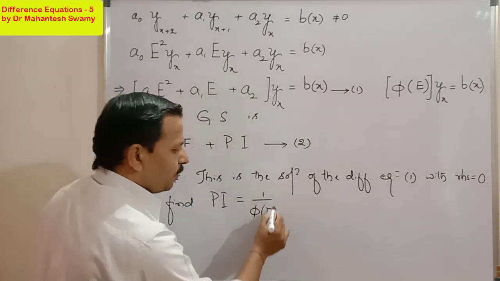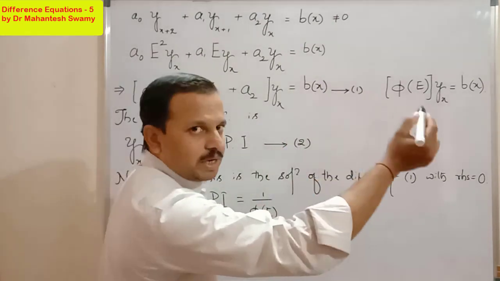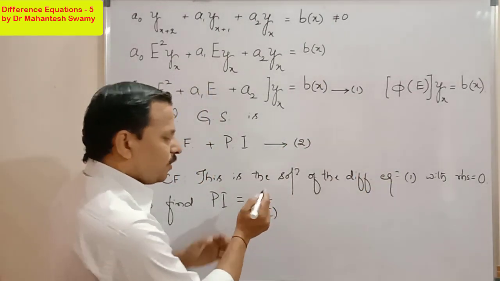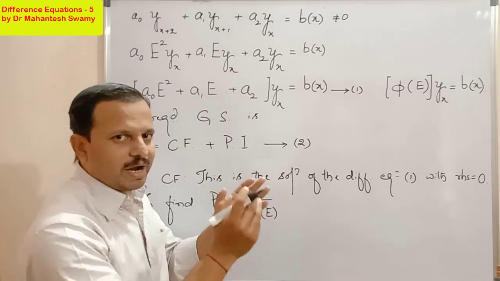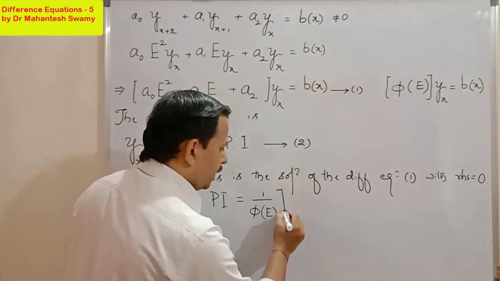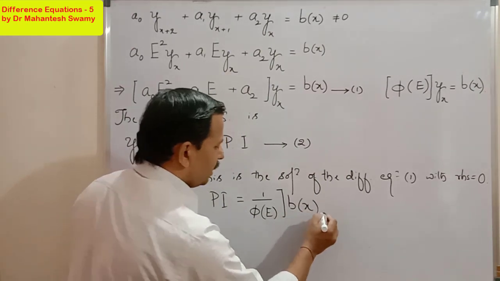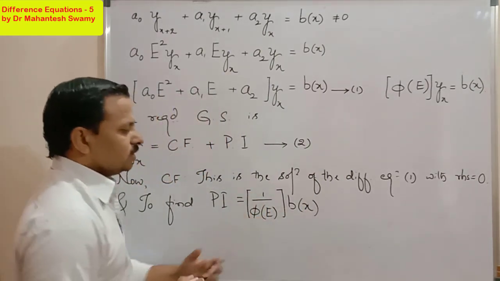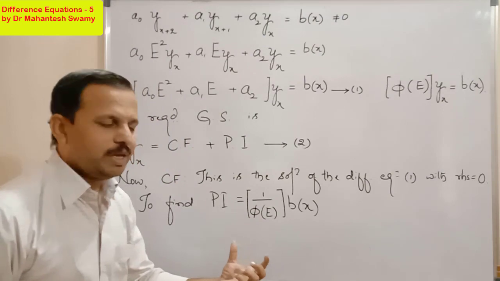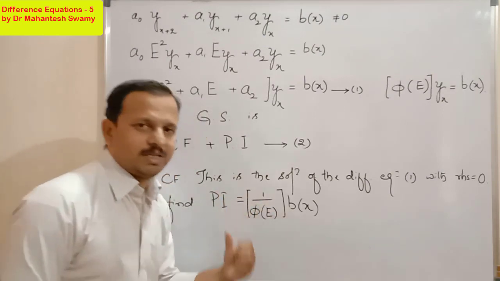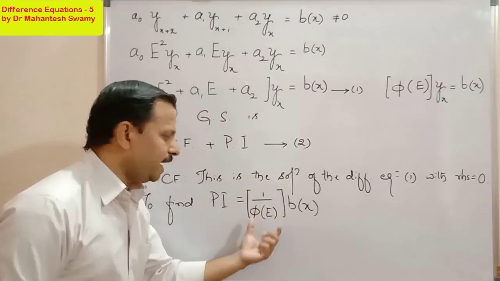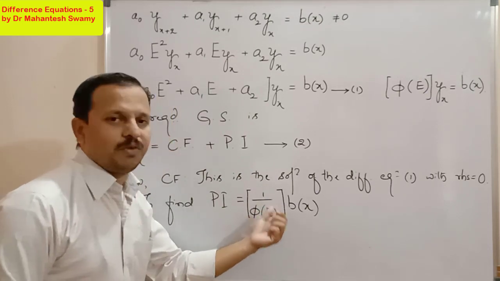So this operator has been transferred to the right hand side and we have it in the form of the inverse, 1 divided by phi of E, operated on whatever function is given to us, that is b of x. So now our job here is to evaluate the right hand side. That is, we have to operate the inverse of phi of E.